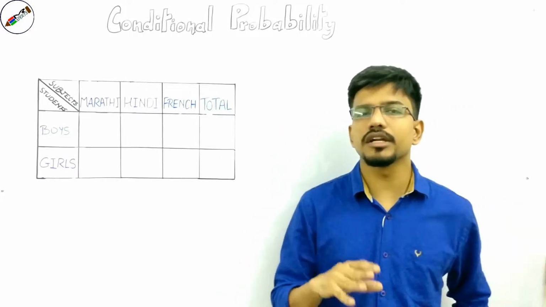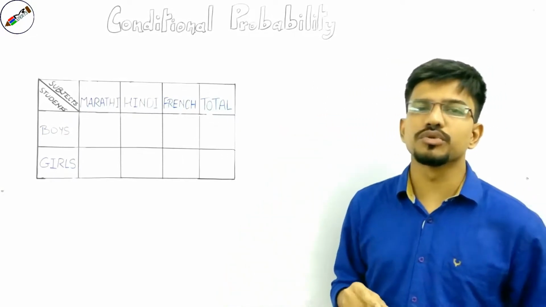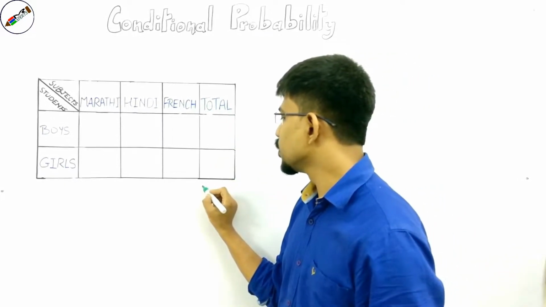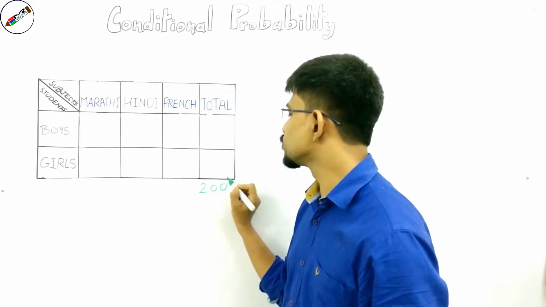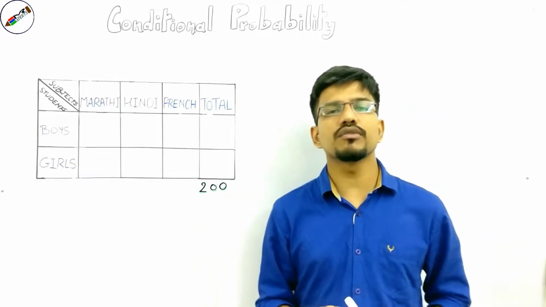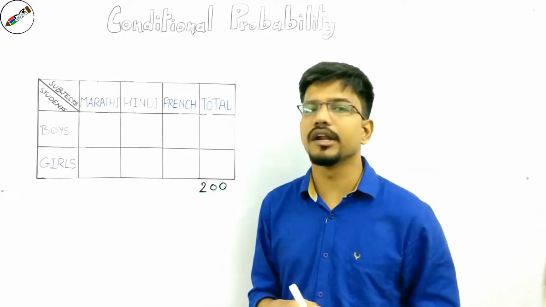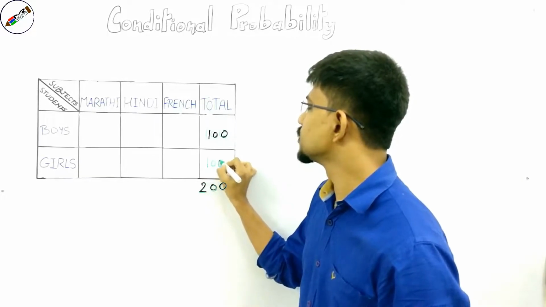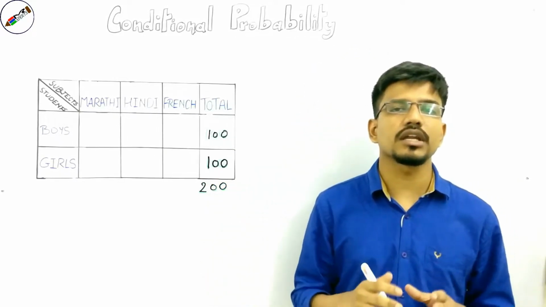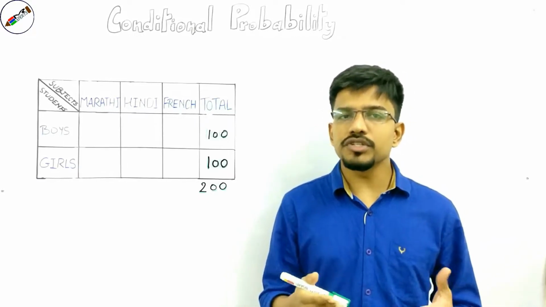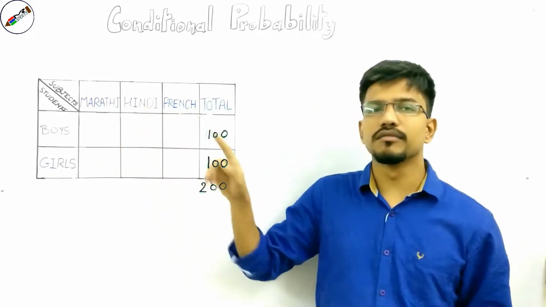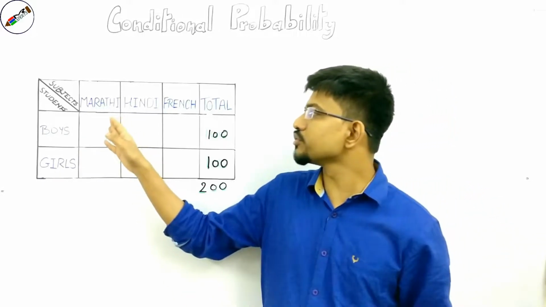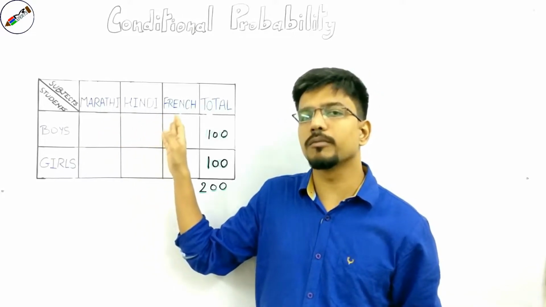Suppose in 11th standard there are in total 200 students getting admission in your college. So I would write down, in total there are 200 students who have got the admission, out of which there are 100 boys and 100 girls. Now in your first year you have to select a language. The options are Marathi, Hindi and French. You cannot opt for more than one language. So a few students will opt for Marathi, a few for Hindi and a few for French.